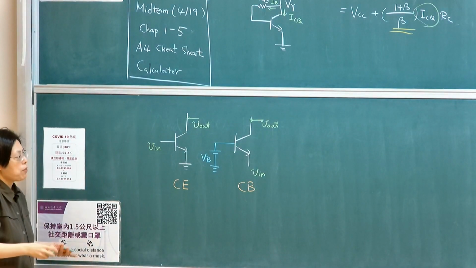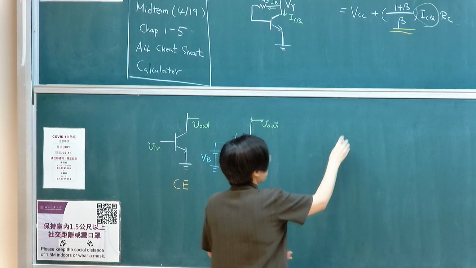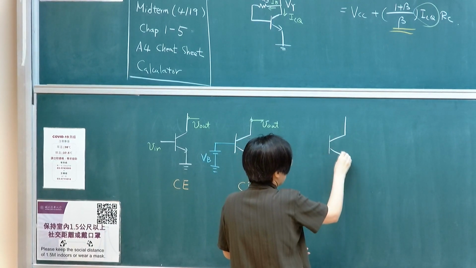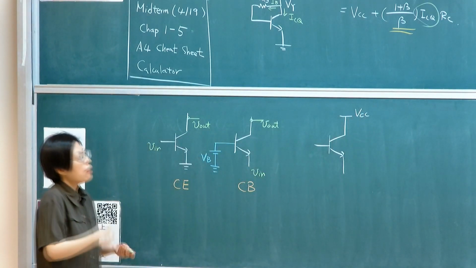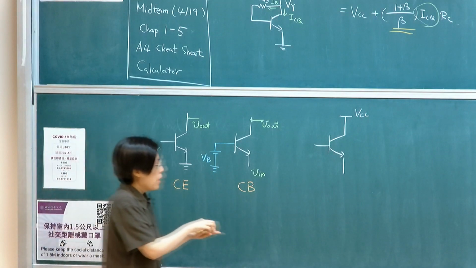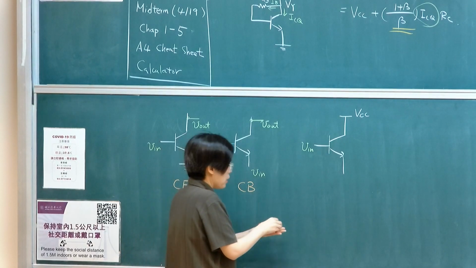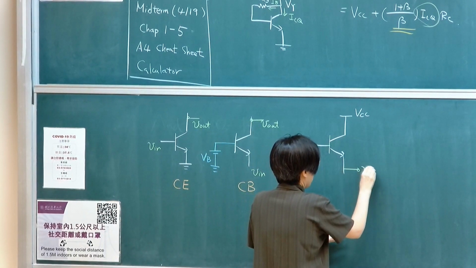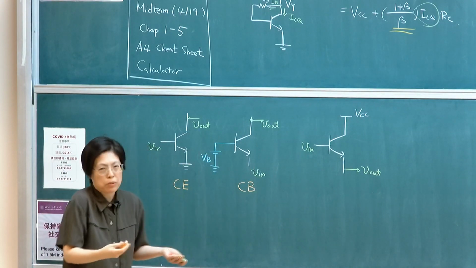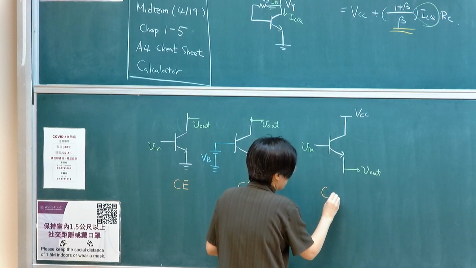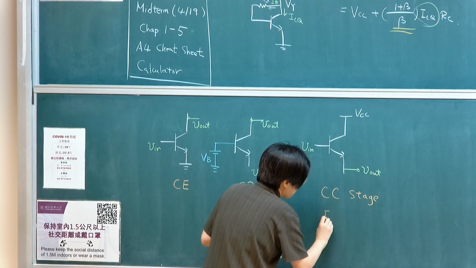We'll see if we have time to go into common base. And lastly, you would have a common collector structure where the collector is typically at the highest biasing voltage. Then I have my input still at the base, but the output here. There are actually two names for the common collector. You typically don't hear the word common collector that often; it's called the CC stage, or a follower circuit.